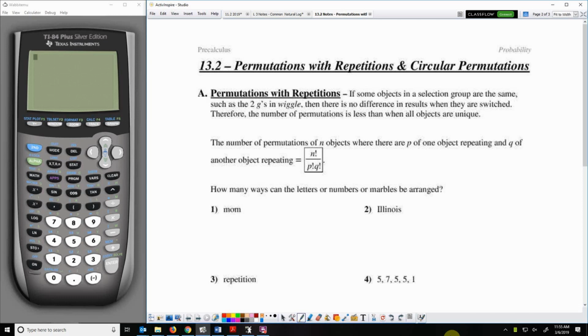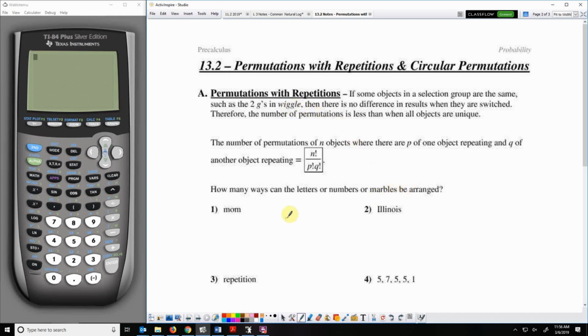Permutations, which is the number of ways things can be arranged, but permutations with repetitions and permutations that are circular. So permutations with repetitions. If some objects in a selection group are the same, such as in wiggle there are two G's, then there's no difference if I switch those two. If one G is in the first position and one is in the last, and I switch them, the arrangement does not change. So the number of permutations when there are repetitions is less than the number when all the objects are unique.